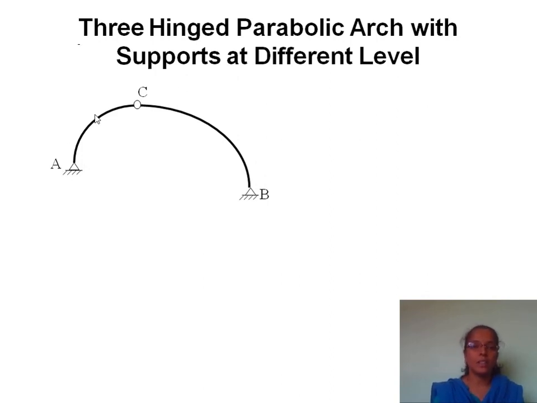Let us consider ABC as a three-hinged parabolic arch with C as its crown and A and B as the springing levels. In this case A is higher than support B. It may be vice versa: A may be higher or lower than the right support, that is B. Let L be the span of the arch.